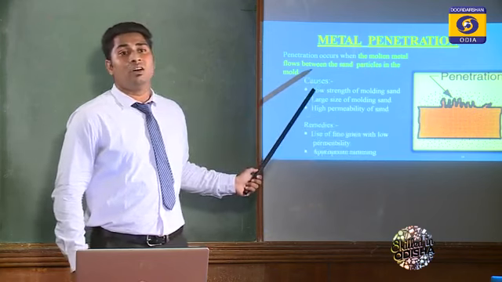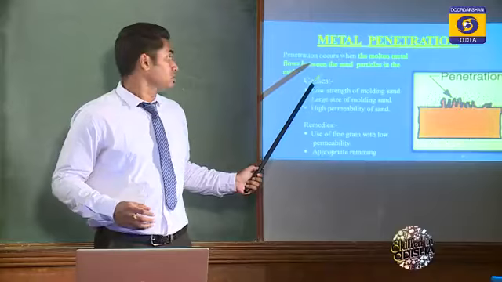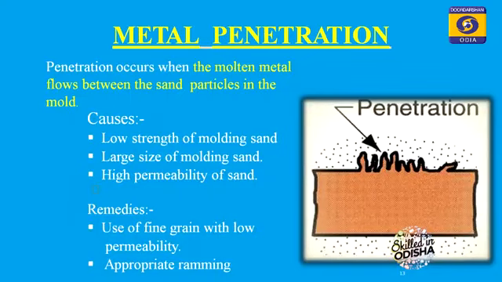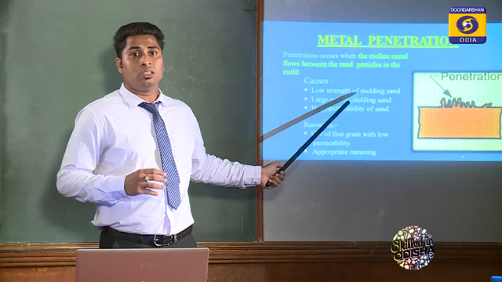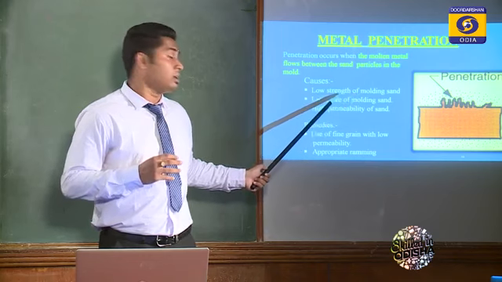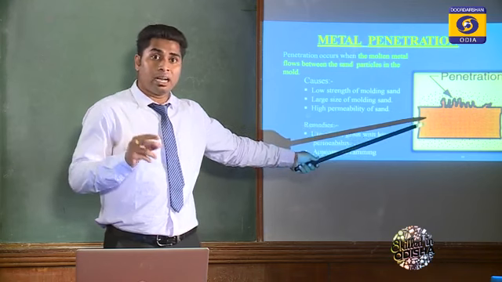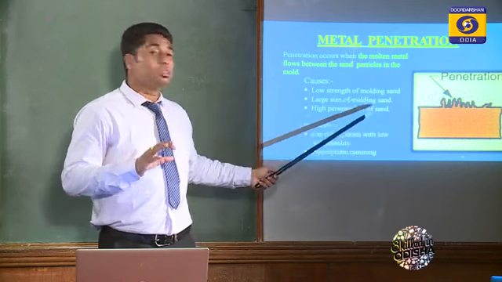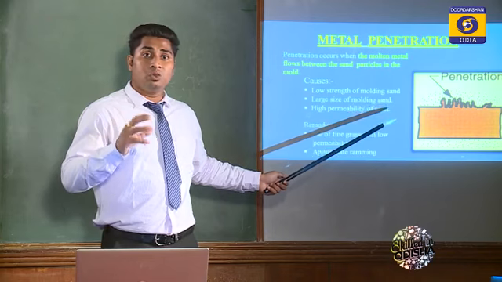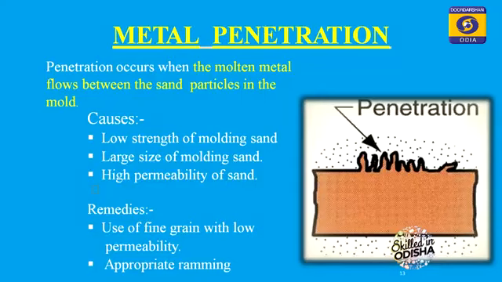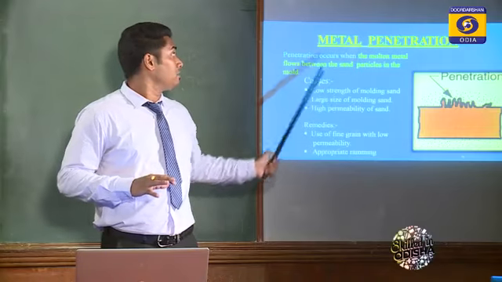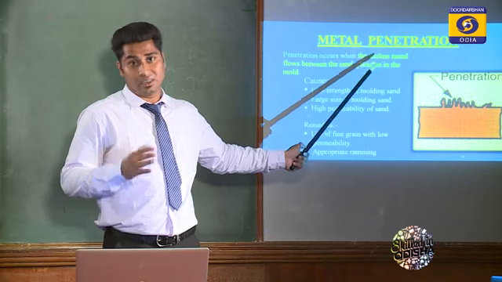What are the reasons for metal penetration? Low strength of molding sand. If the strength of the sand is low, then the molten metal will flow inside the molding sand. So the strength of the sand should be good. And large size of molding sand grains and high permeability of sand. These are the reasons for metal penetration casting defects.